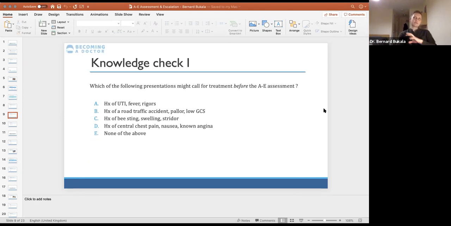And the question is sort of outside of the assessment, really, but it's asking you about the importance and your prioritizing, okay? So which of the following presentations might call for treatment before the A to E assessment, okay? A, history of UTI, fever and rigors. B, history of a road traffic accident, pale and a low GCS. C, history of a bee sting, swelling and stridor. D, history of central chest pain, nausea, and known angina. Or E, none of the above.